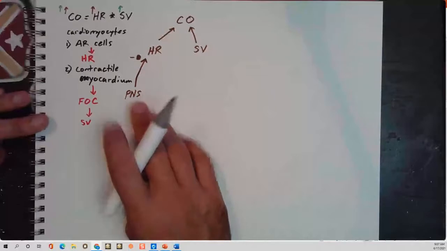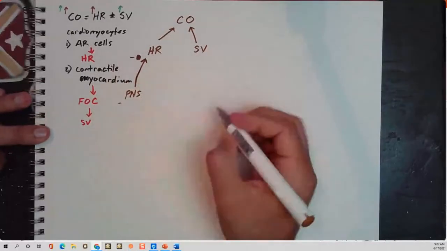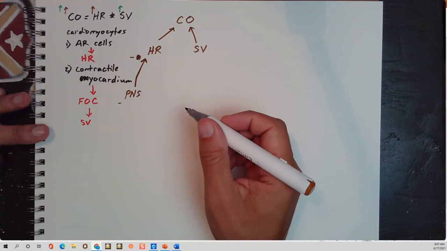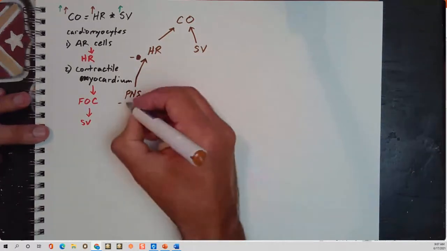What else can we write in here? What do we know about parasympathetic nervous system? What neurotransmitter is released for the parasympathetic nervous system? Always on the target organ.